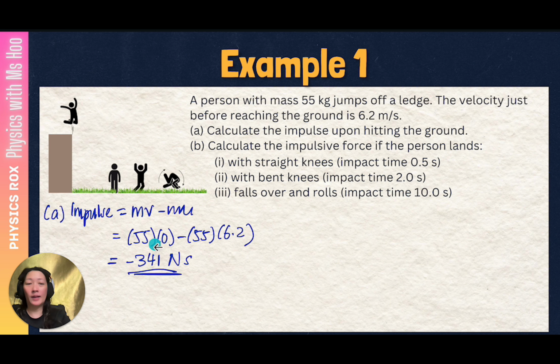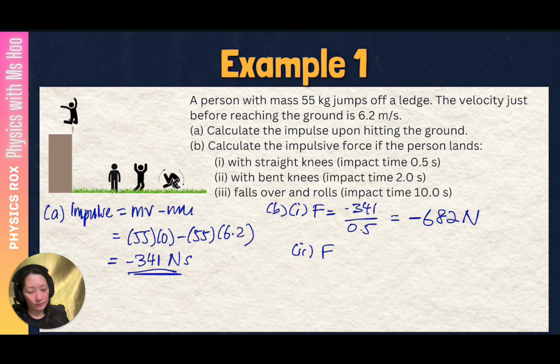So B1, let's get straight to it. F equals negative 341 divided by 0.5, which gives us negative 682 Newton. So that's quite a lot. For question B2, it would be negative 341 divided by the impact time of 2.0, and that gives us a value of negative 170.5 Newton. If you're writing this in IGCSE, of course, you have to round it to 2 to 3 significant figures. You can just write it as negative 171 Newton.